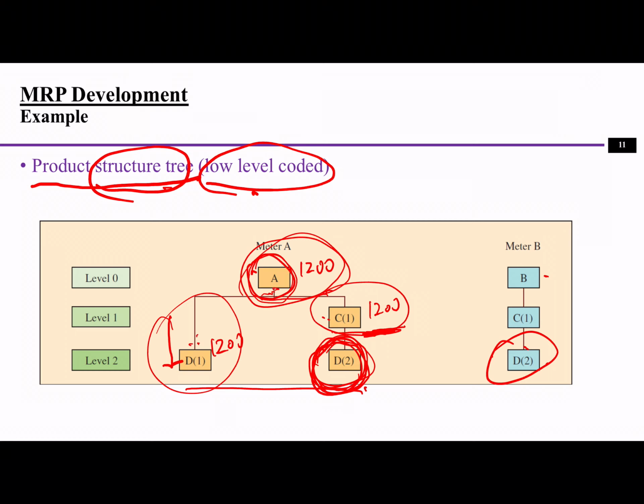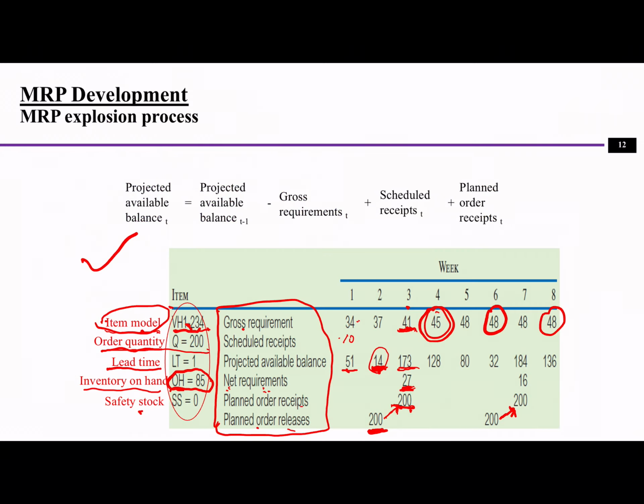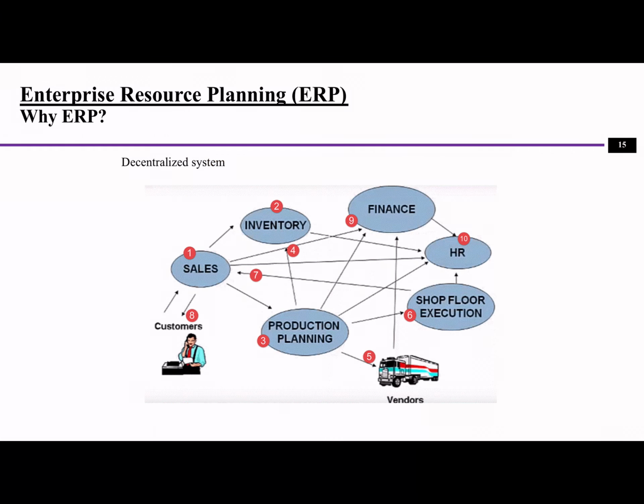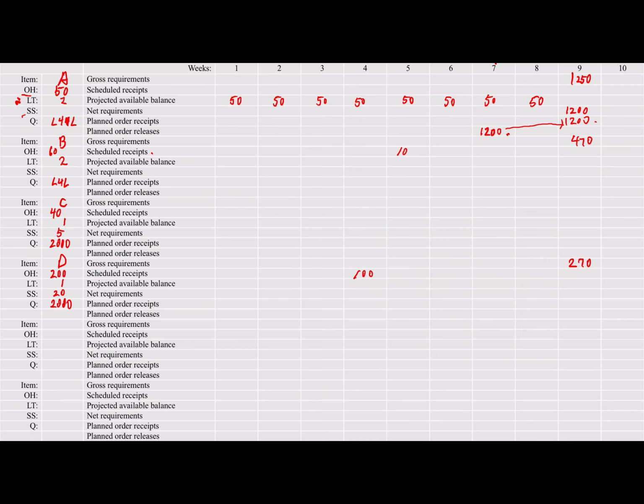1,200. All right. So when I need 1 A, I will also need 1 C and 1 D. When I need 1,200 A, I also need 1,200 C and 1,200 D. So when we come back to this table, we place an order release of 1,200 A. I also need to put the 1,200 as C, right? 1,200 as C, and also 1,200 at D.